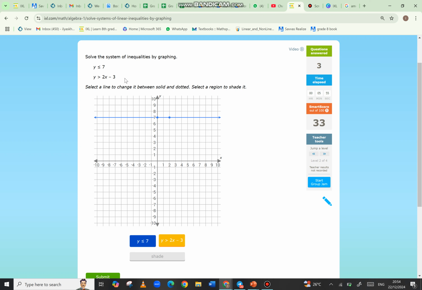Y is more than 2x minus 3. Minus 3. Again, for 2x, we just go 1, 1, 2, 1 to the right, 2 up, for a slope of 2. And the y-intercept is minus 3, which is here. Okay. So that should have been this one. And as for here, it's y is 7.